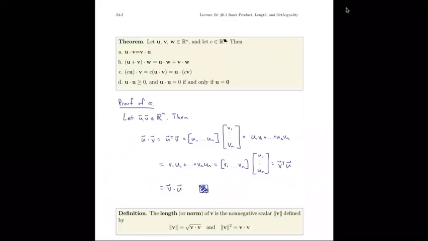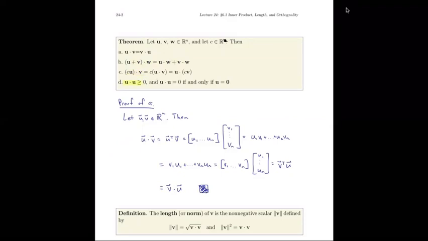But not only is it commutative, but we get distributivity, which is this line. We get associativity of a scalar constant and the dot product. So we can multiply u by a scalar c and then take the dot product, or we could take the dot product, then multiply that by the scalar c, or we can multiply v by the scalar c and then take the dot product of u with that vector. So none of these make a difference as to what the value actually is.